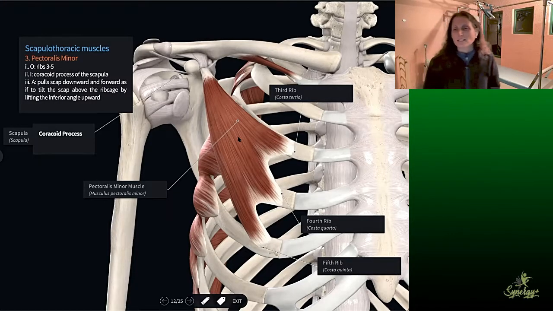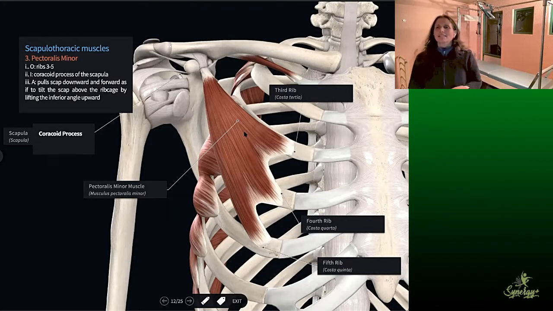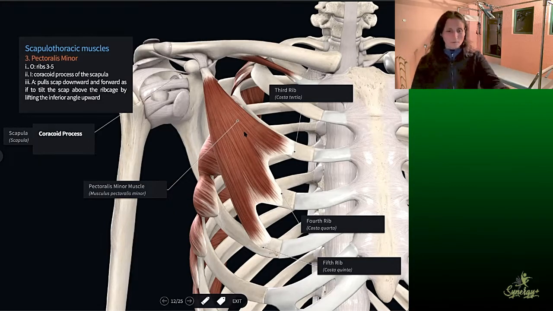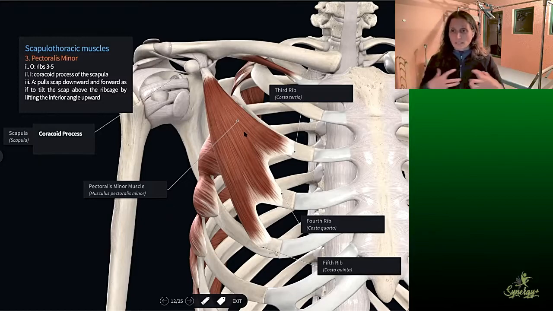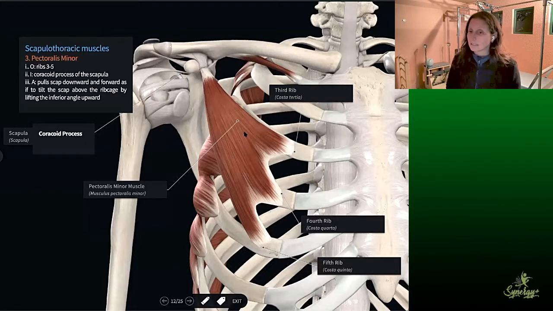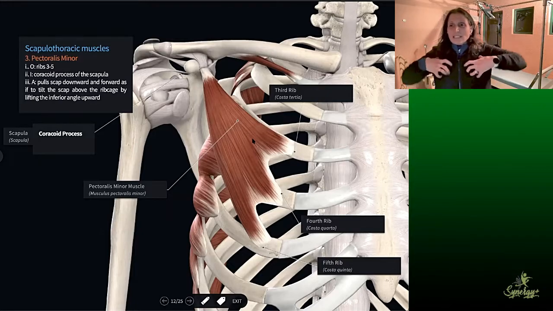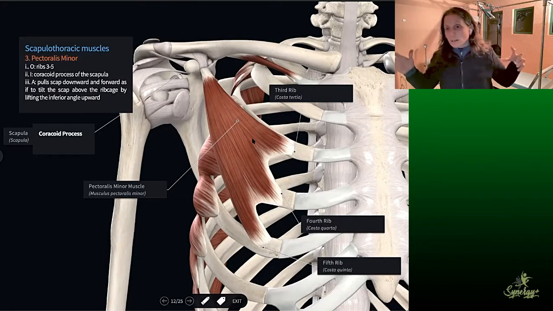And if pec minor is tight, it's a lot harder to move the ribs. So if we go in and release the rib cage, especially these upper ribs, three, four, five, if we release pec minor, we create some relaxation around the rib cage, calming of that area, and the ability to expand and contract the rib cage with a little more ease. And flip that: somebody with asthma may have a super tight pec minor because they're constantly shortening and lifting that rib cage up to try and get more air into the lungs, to try and expand the rib cage.